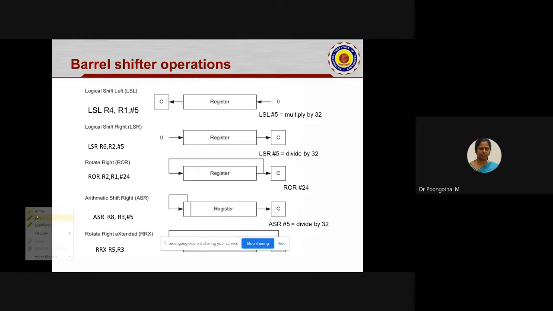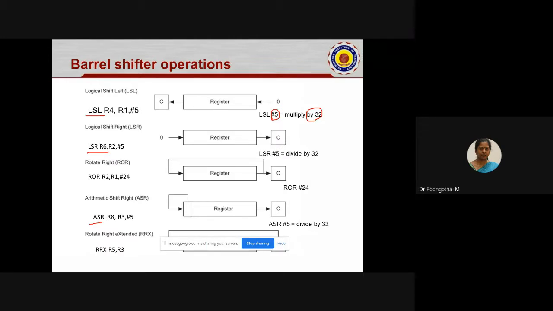As I told earlier, we have three shift operations: logical shift left, logical shift right, and arithmetic shift right. Logical shift left works fine for both signed and unsigned numbers. LSL means multiply the register content by 2 power n. For example, 5 means multiply the register content by 2 power 5, so the content of the register is multiplied by 32. That is the meaning.